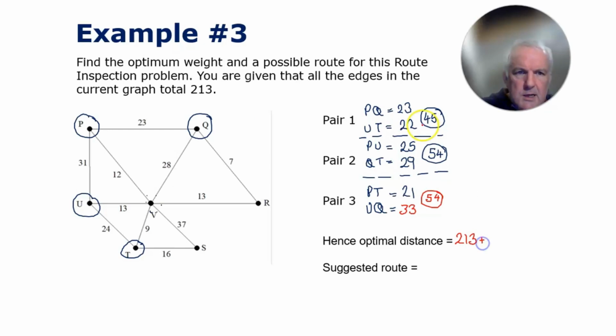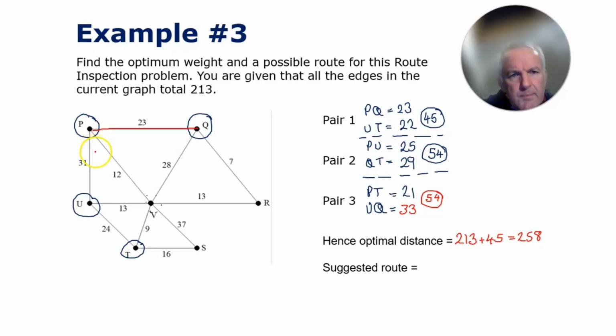213 plus my 45. What's that? 258. So my best distance, on my third example here, is 258. If I can add. Now, what is my best route then? So which ones am I doing twice? PQ is 23. Oh, that's straight across there. That's an easy one. So I'm going to do that twice.